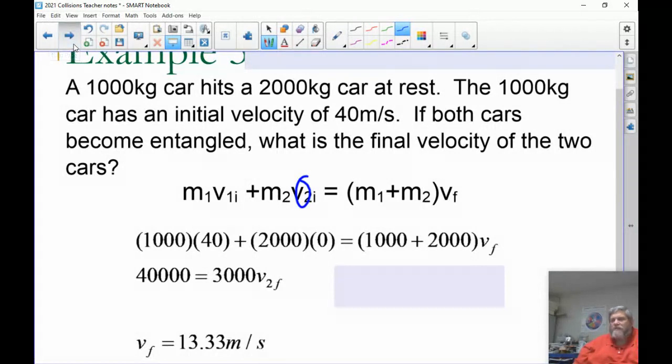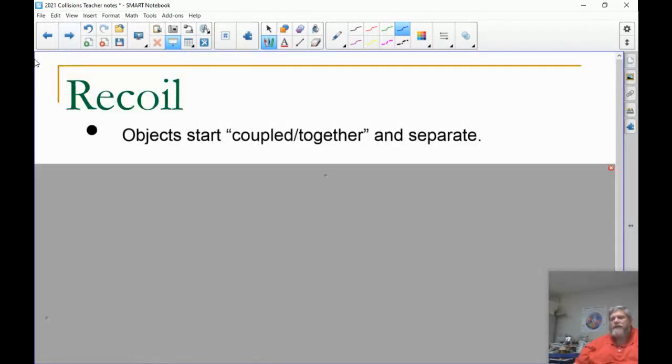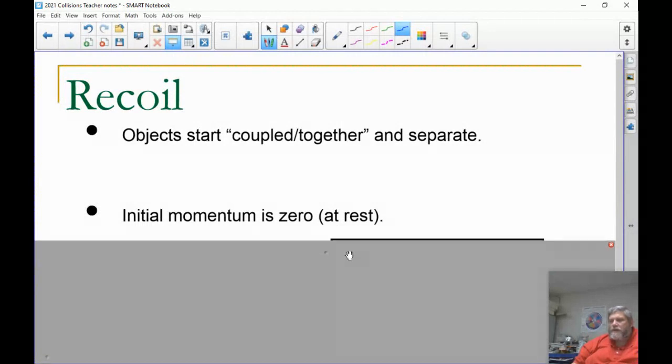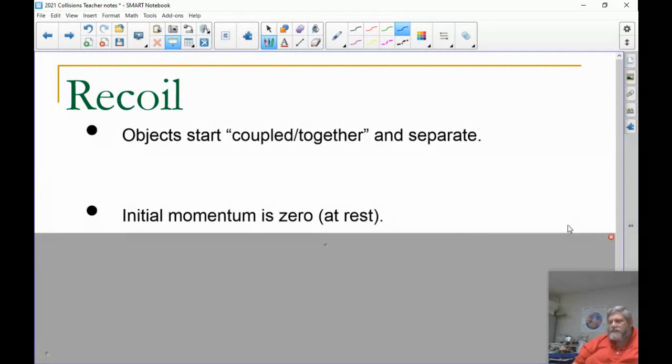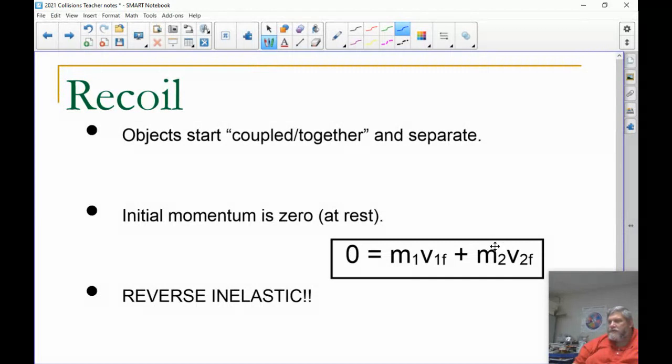All right, finally, there's one last type of problem. It's a kind of recoil type of situation, like when you fire a cannon. If you've ever seen a cannon fired, cannonball goes one way and the cannon itself goes the other. Okay, so they start together and then they separate. Right? The initial momentum typically is 0 because everything's at rest. Right, so we would just say 0 is equal to m1 v1 final plus m2 v2 final. It's kind of the reverse of an inelastic collision.